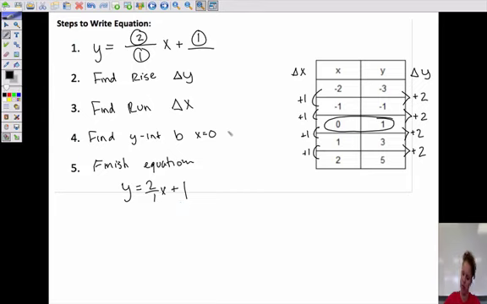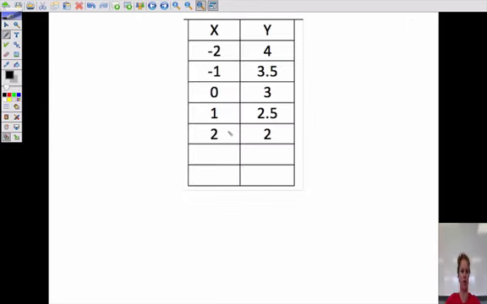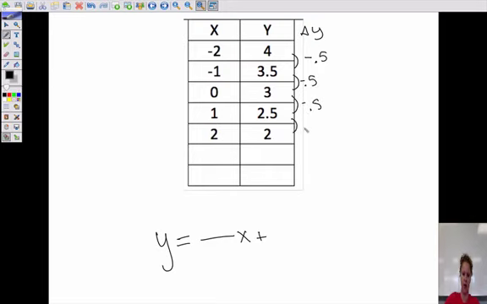So pause the video, get all those down if you don't have them, and let's move on to our first example. Okay, so we're going to need y equals rise over run times x plus b. So I'm going to start with my rise, so my change in y. Here I'm going down 0.5, down 0.5, down 0.5. And I'm writing all these because sometimes it won't be the same every time.